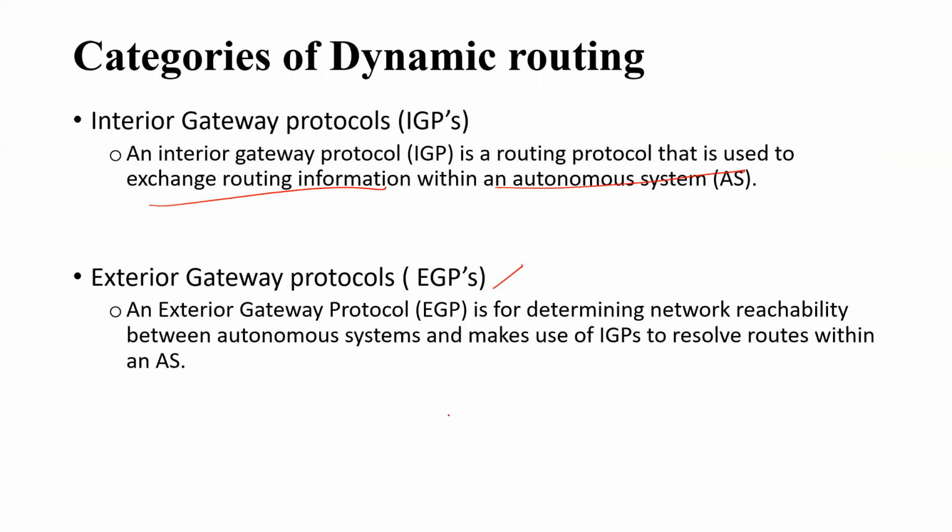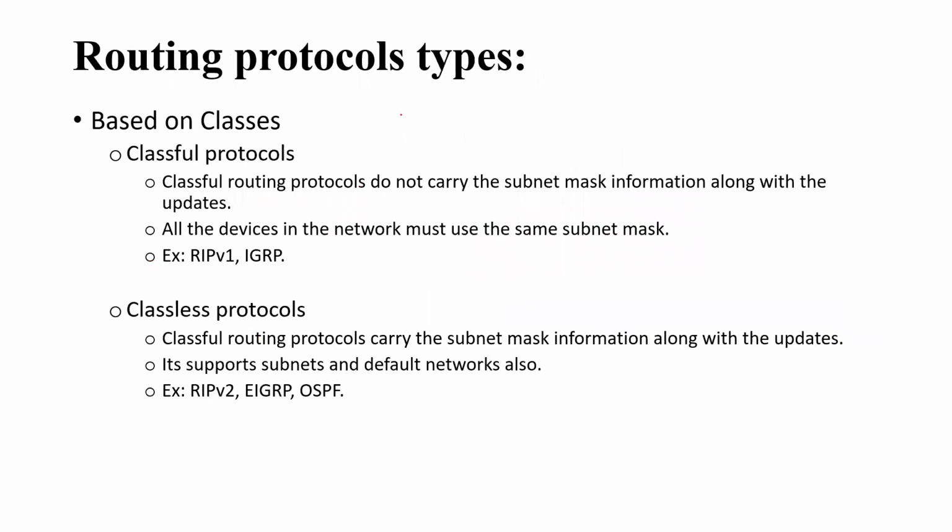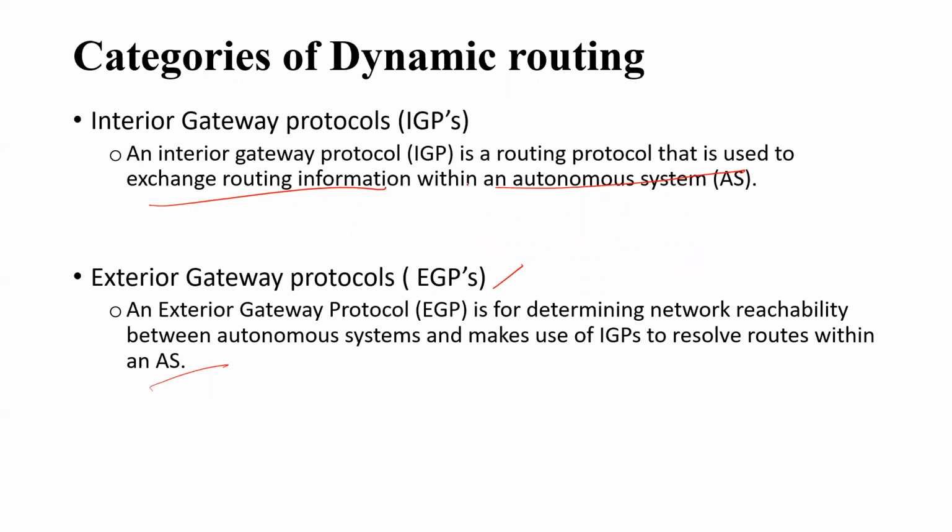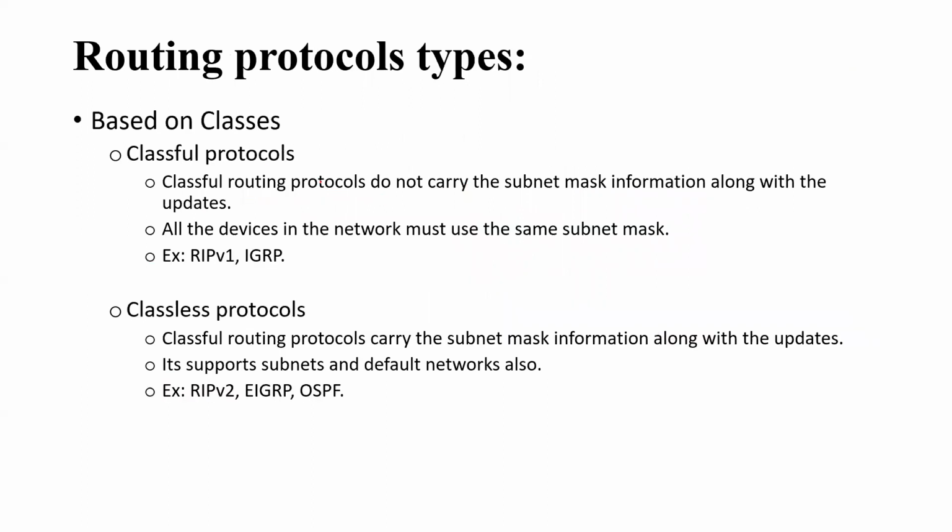And Exchange Gateway Protocol, between the autonomous systems. I can say, between autonomous systems. Okay. And so this is the main categories actually. One is IGP and EGP, and based on the classes which they are using, we have classful and classless, right?